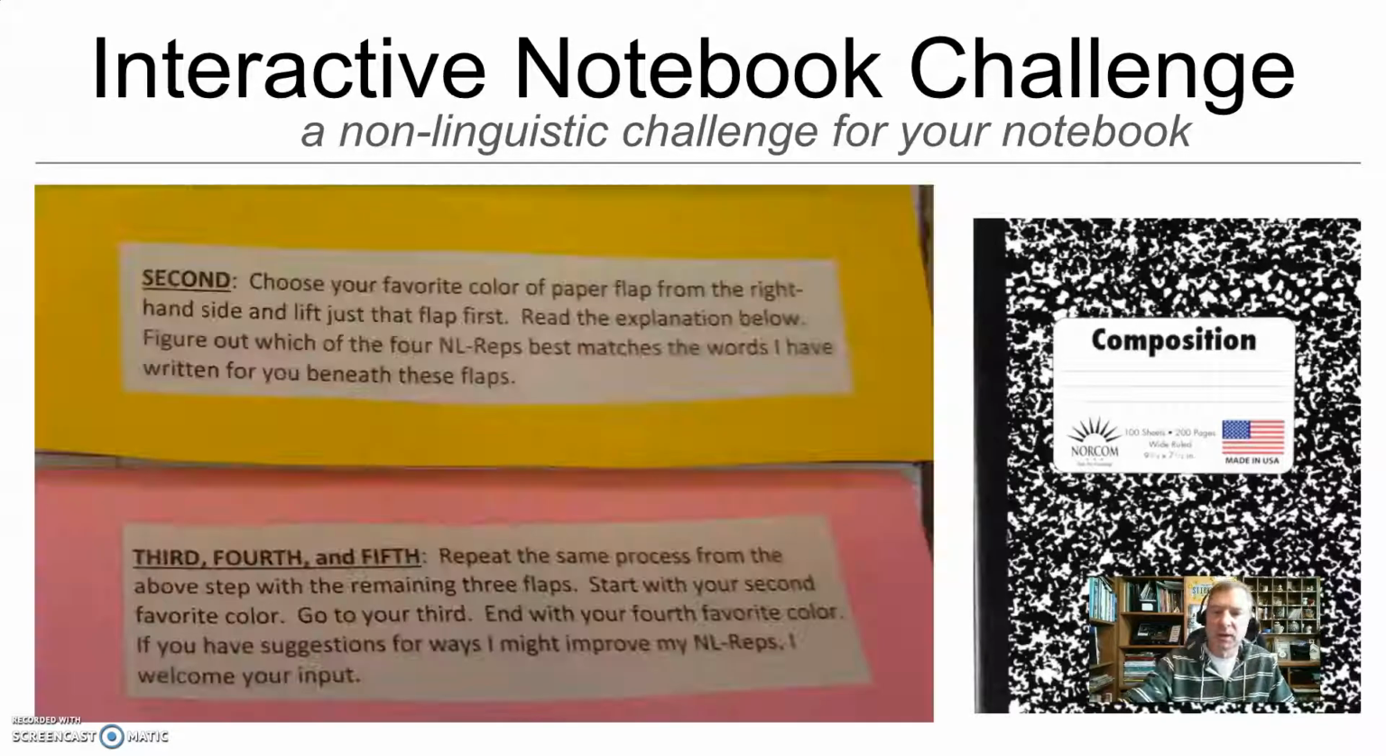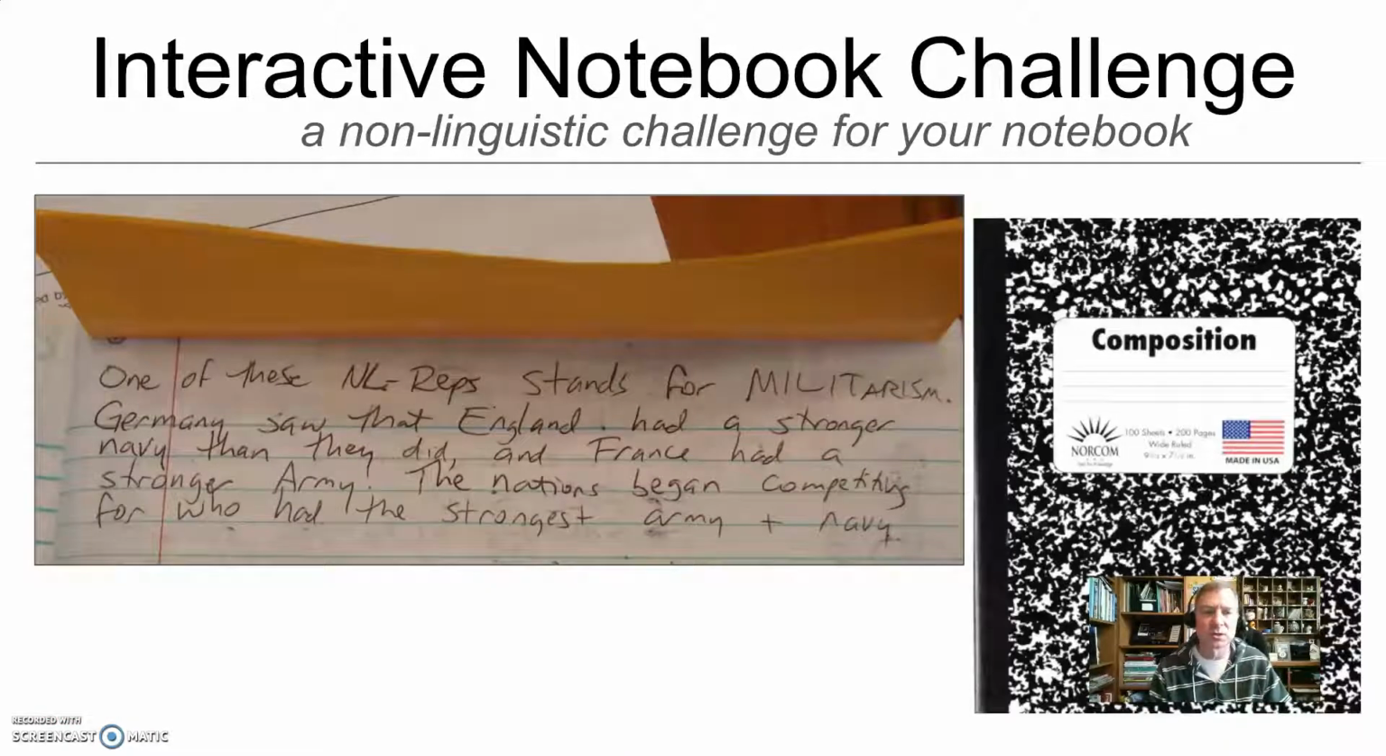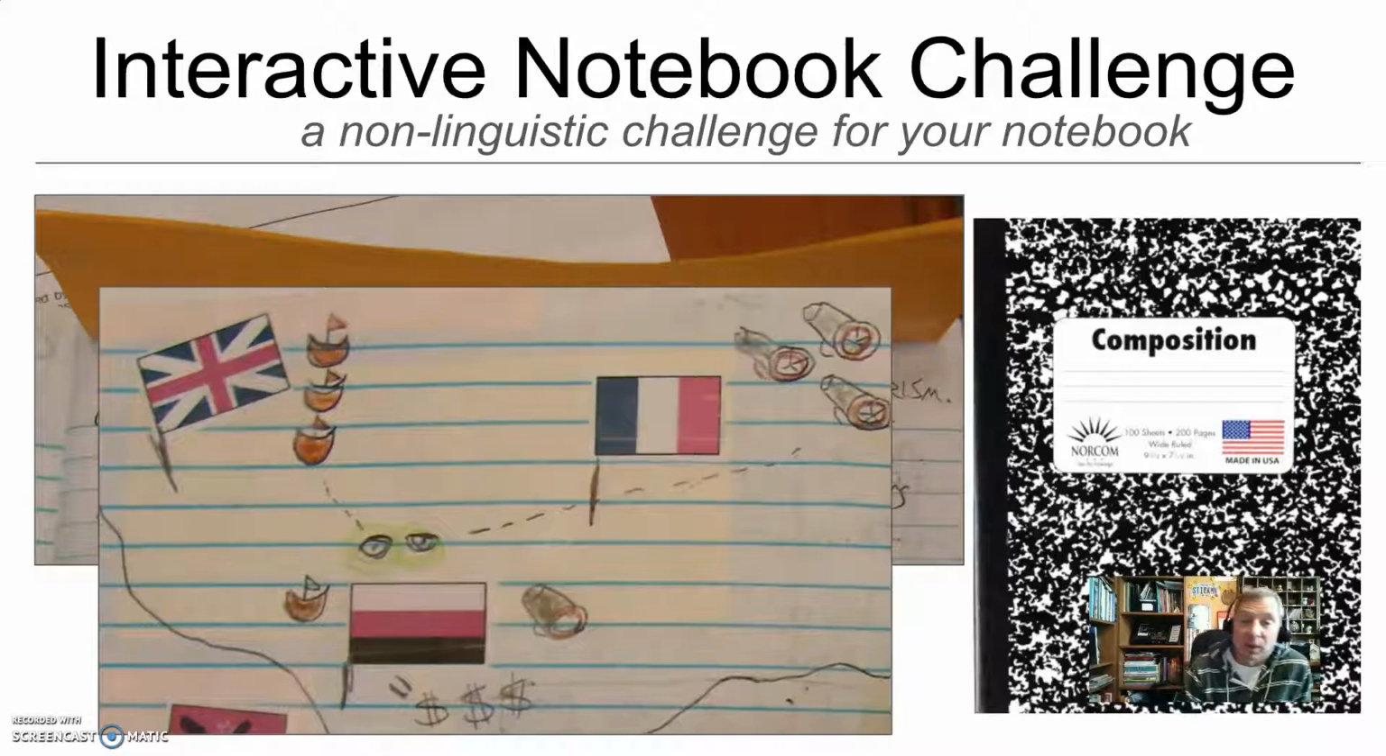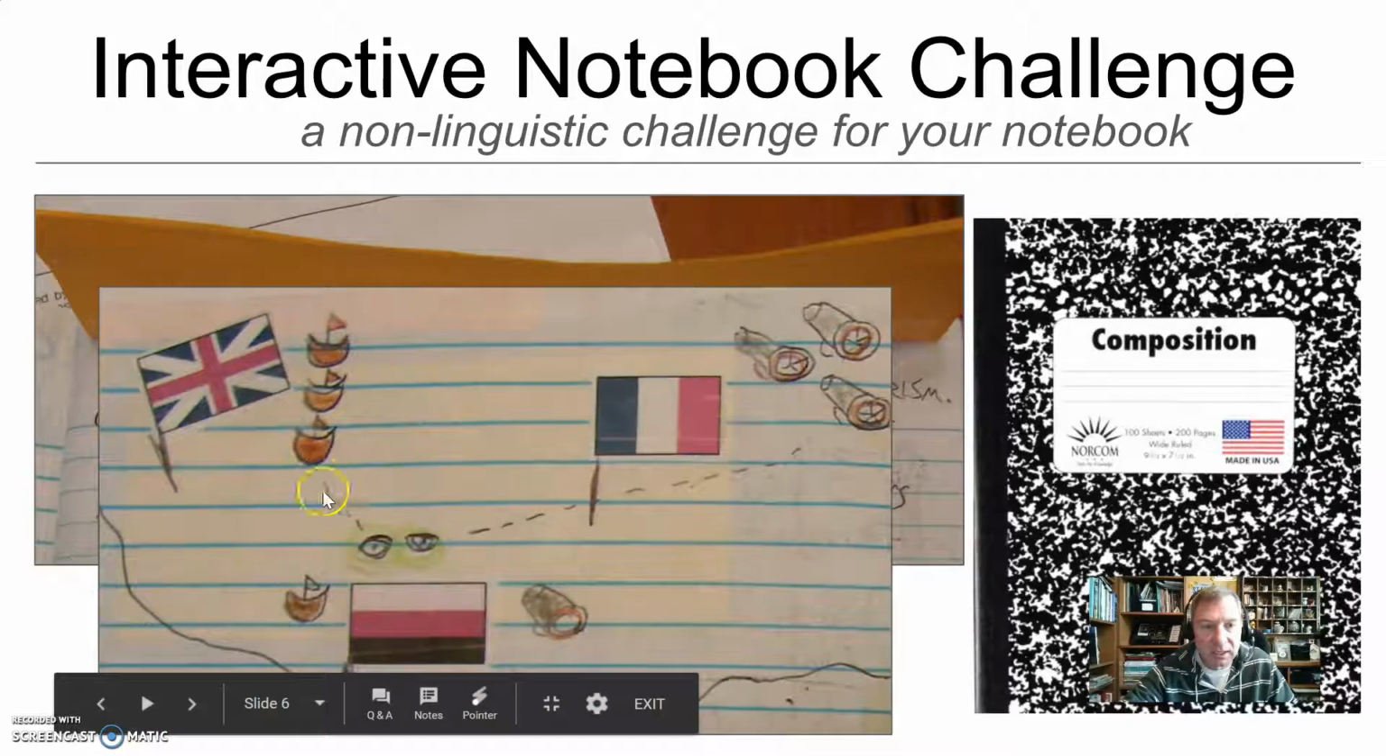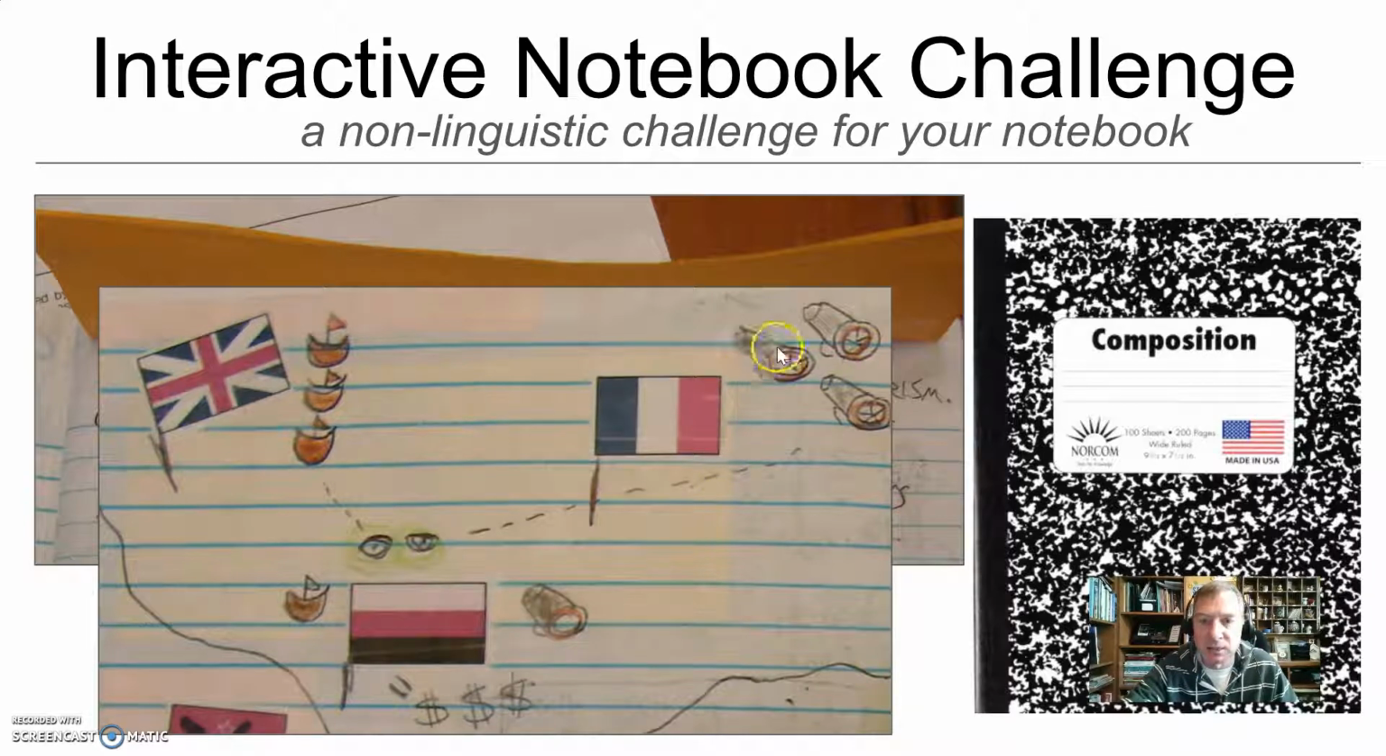And let me just show you what happens if you lift one of the flaps. So let's say I've decided the orange one is my favorite color, and I start with it. One of these non-linguistic representations stands for militarism. Germany saw that England had a stronger navy than they did, and France had a stronger army. The nations began competing for who had the strongest army and navy, is what I wrote to describe one of my non-linguistic representations. I have my facts in there, put them kind of in my own words, and then I also linked it to this non-linguistic representation where you see Germany down here at the bottom, looking at Britain with its bigger navy and looking at France with its bigger army.